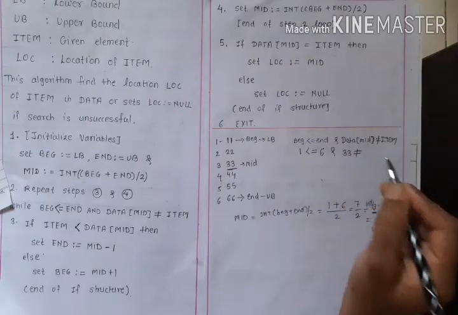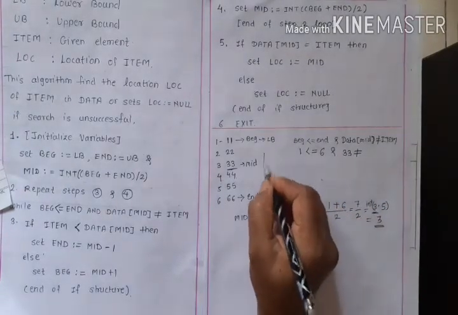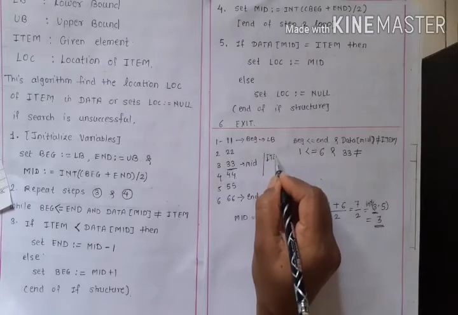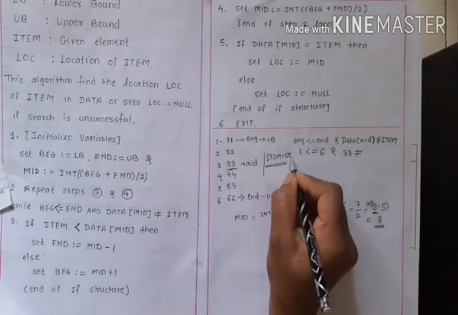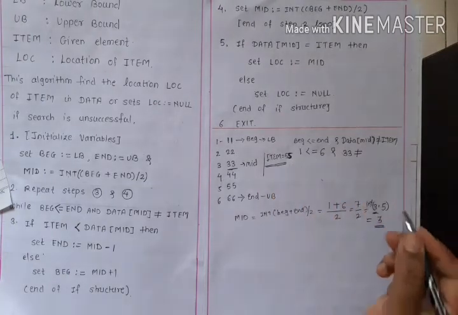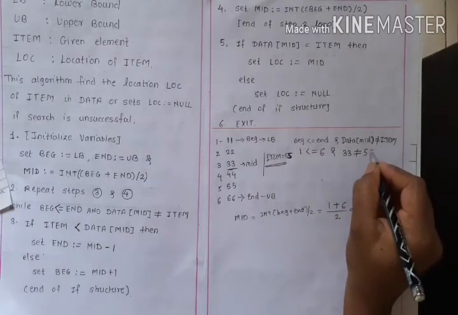Not equal to the atom I want to find. See here, I want to find the atom 55. Which atom do I want to find? The 55 atom I want to find. See here, the atom is 55.